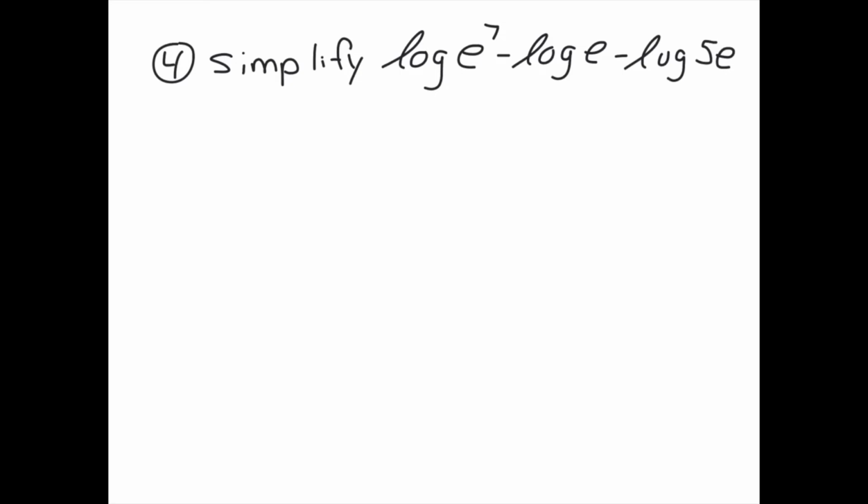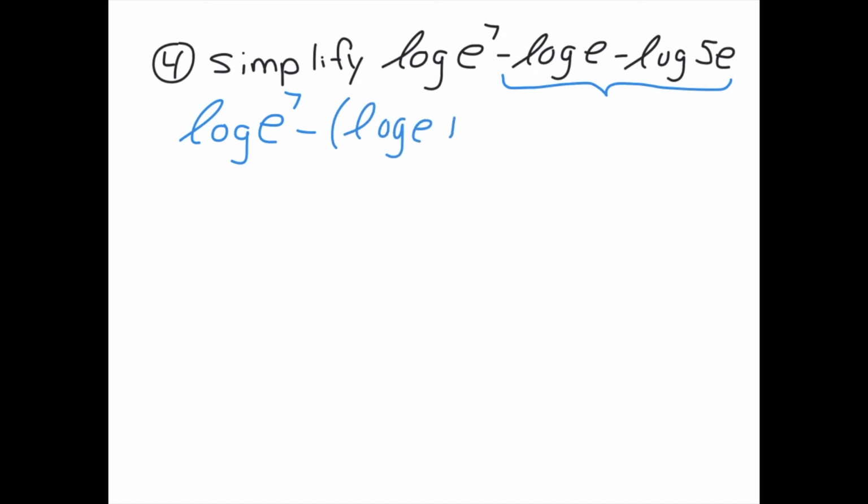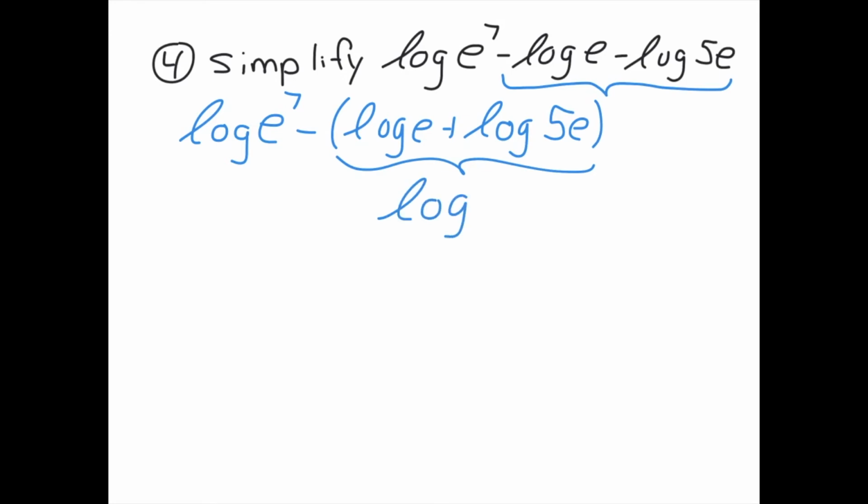Example number 4. This time we want to simplify this expression, which is slightly more complicated. But after seeing example number 2, hopefully your first thought would be to factor the -1 out of those last two terms so that we have a product rule. So let's do that. We have log of e to the 7th minus, that minus being factored out, we would get log of e plus log of 5e. And our product rule would make this part log of 5e squared.